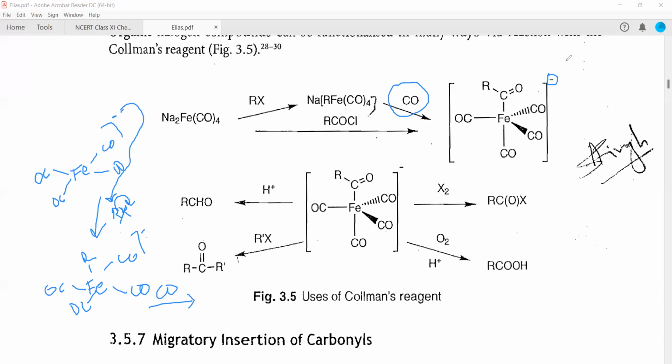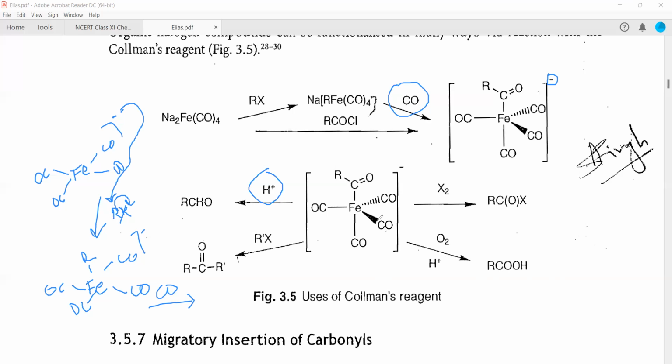Now, if you treat the formed complex with acid, you get the aldehyde. When you treat this with another molecule of organic halide, you get the ketone. When you treat this molecule with halogens like chlorine, bromine, or iodine, you get the corresponding acid halides, like acid chloride. And when you treat this with oxygen in the presence of acidic medium, you get the corresponding acid. So these are the various uses of Collman's reagent.